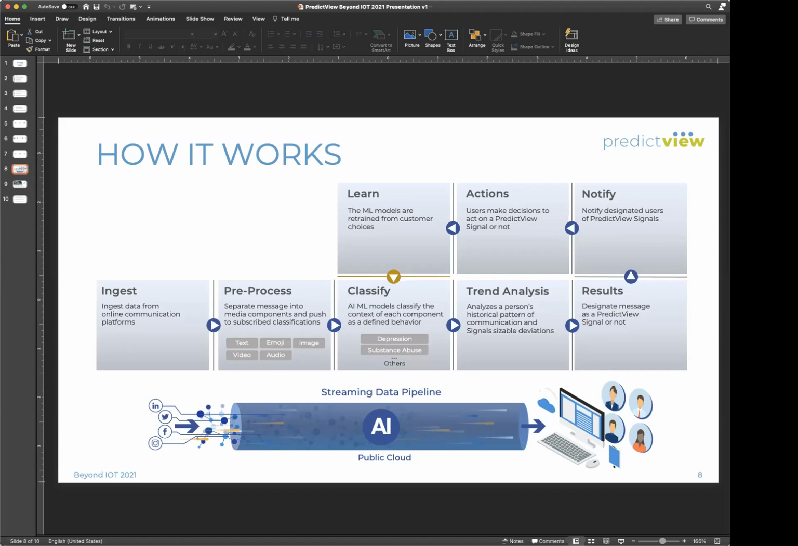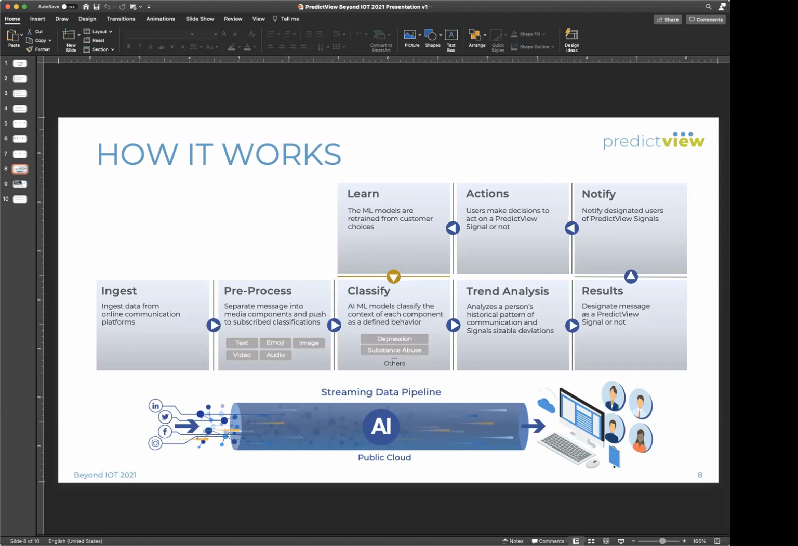The notify stage then alerts the platform's analyst of a signal via the user application. We are positioning this product for licensed and trained therapists to function as these analysts. So that's what we want. We want doctors and other trained healthcare professionals, mental health care professionals, to be looking at these signals.